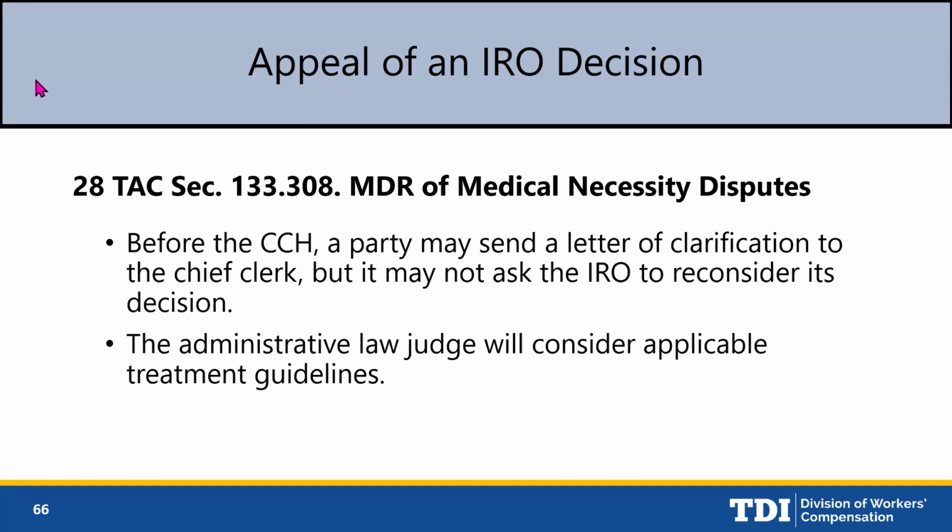And before the CCH, a party may send a letter of clarification to the chief clerk, but it may not ask the IRO to reconsider its decision. So you may ask for clarification of that IRO decision before the CCH, but you can't ask it to change its mind or reconsider its decision. The administrative law judge, or the ALJ, will consider the applicable treatment guidelines. So the ODG, or if it's network, whatever the network treatment guideline is, during that appeal of an IRO decision.